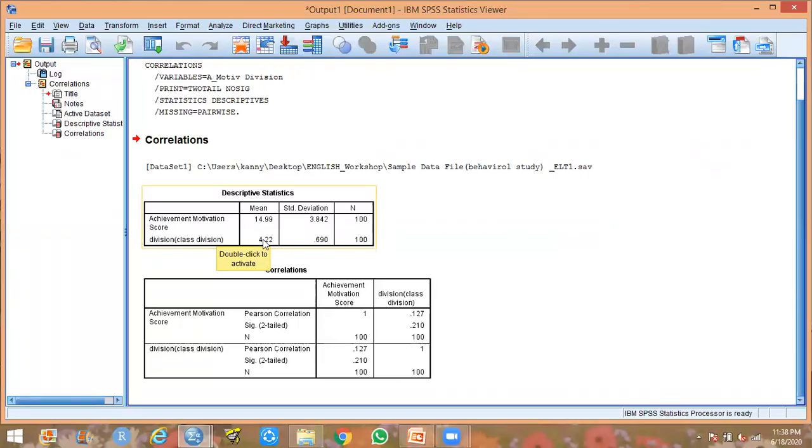Fine. Now the division, that is academic performance, right? Academic achievement, no issue. So mean achievement, mean performance is 4.22, and the standard deviation is 0.610. I am concentrating on the means of achievement motivational score and the division. So the average achievement motivational score of all the students is 14.99, whereas the division or academic performance is 4.22.